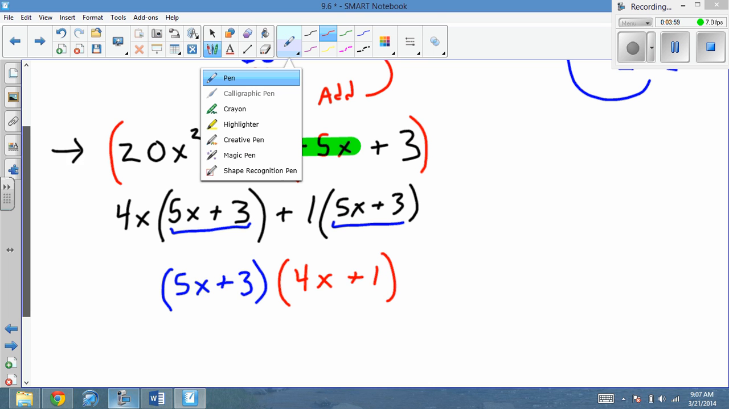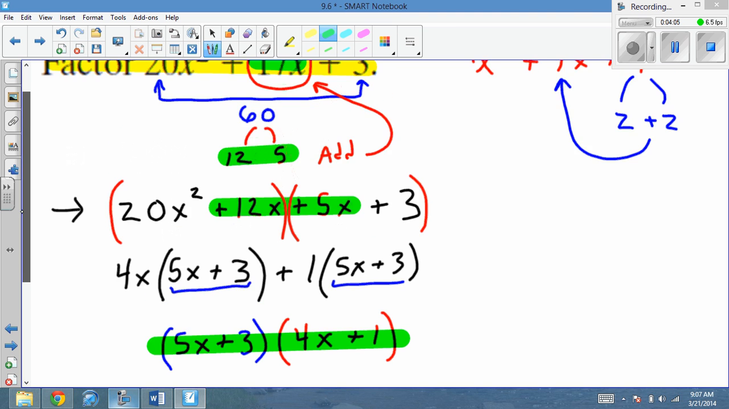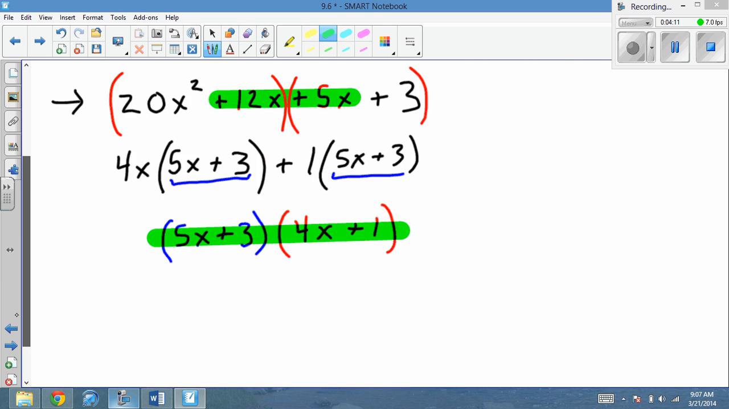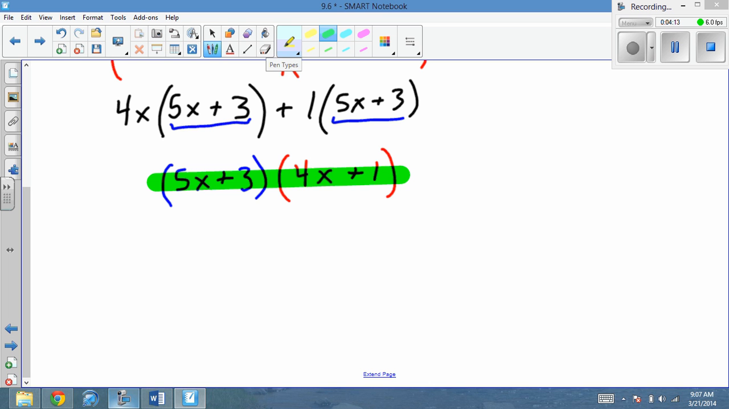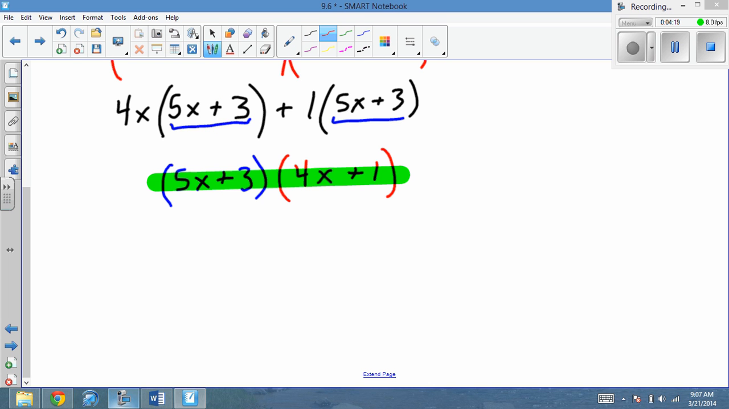So this particular product of these two binomials is a correct factoring of 20x squared plus 17x plus 3. Now, it's important to remember that we can always check this. Once we get our answer, if you have extra time on a test or a quiz, it's beneficial to go back and make sure that your work is correct.